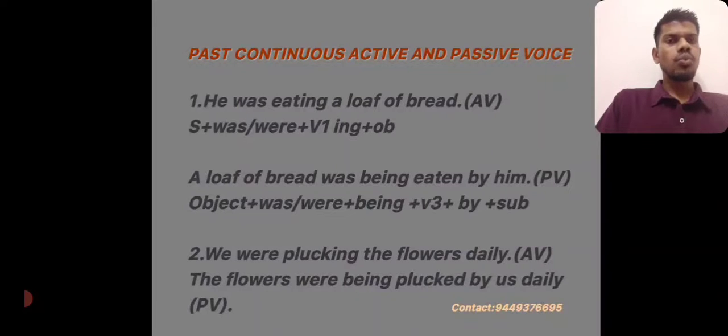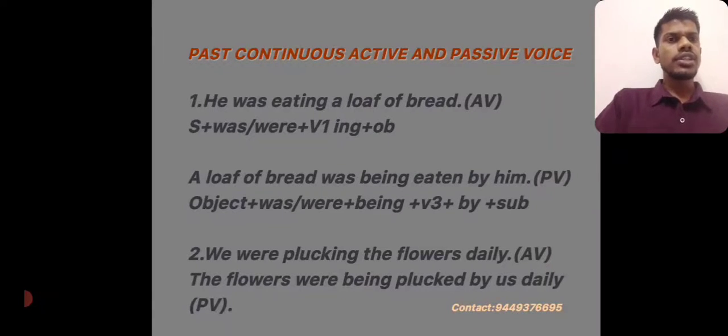Object plus was or were plus being plus V3, that is past participle, followed by the preposition, then the subject. That means the object of the active voice becomes the subject, then the subject of the active voice becomes the object in the passive form. See here, a loaf of bread was being eaten by him. It is the answer for the first sentence.